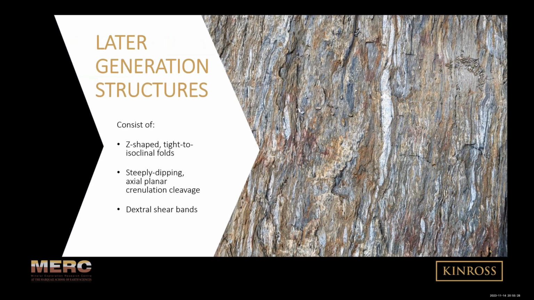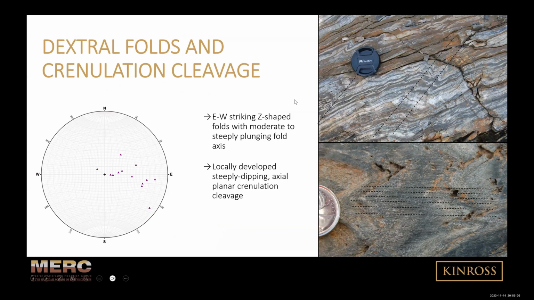Overprinting this, we have a second generation of structures, and these consist of these Z-shaped isoclinal folds here. These are tight to locally isoclinal Z-shaped folds indicating dextral movement that are east-west striking, and they range anywhere from moderate to steeply plunging. Locally associated with this, we see a steeply dipping axial planar crenulation cleavage that seems to be preserved best within our mafic domain.